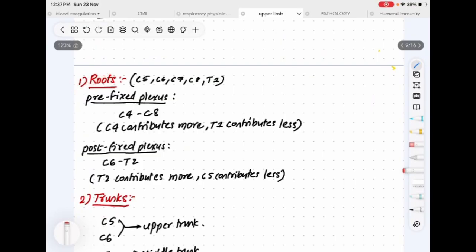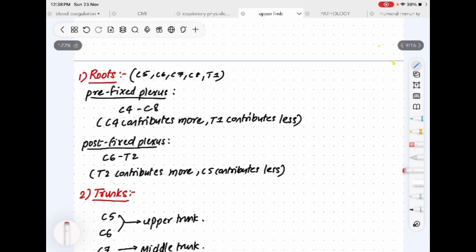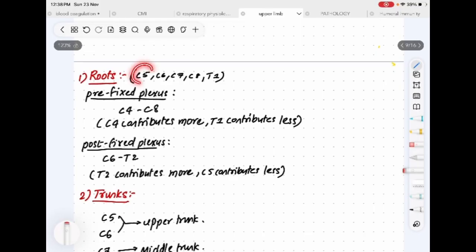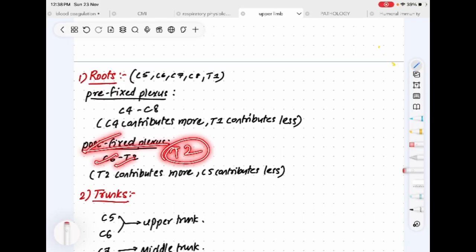First, we'll be talking about roots. In roots, we will be talking about prefixed plexus and postfixed plexus. Normally, brachial plexus is from C5. Brachial plexus is called prefixed plexus when the root value of brachial plexus starts from C4. That is, in prefixed plexus, the root value of brachial plexus will be C4 to C8. Whereas in postfixed plexus, the root value does not start from C5, it starts from C6. So the root value continues as C6 to T2. This is the postfixed plexus.